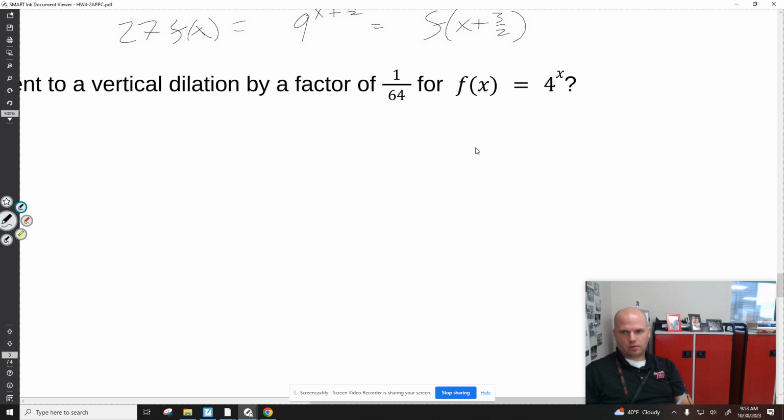Okay, so here's another one. We want to vertically dilate by a factor of 1/64th, not 16th.